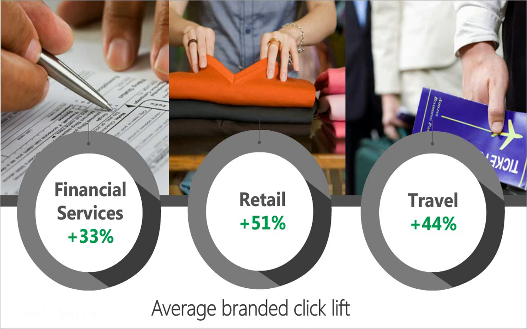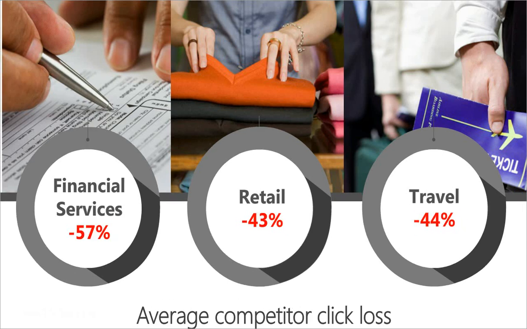And talking about our awesome defense, here's what we saw. Competitor click loss: massive in financial services at 57%, retail at 43%, and travel again at 44%, really showing that not only are you increasing the opportunity for your ads and your organic listings to be clicked on, but you're also really shutting down the opportunity for your competitor to take those away from you.